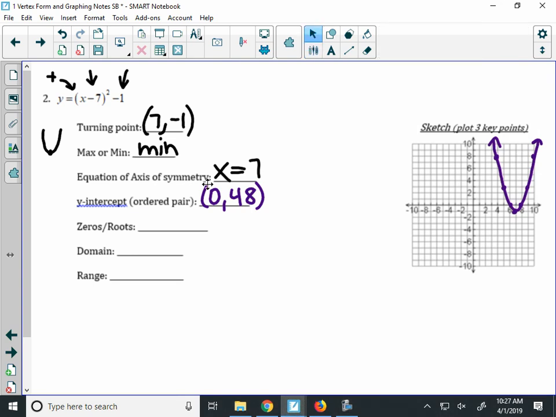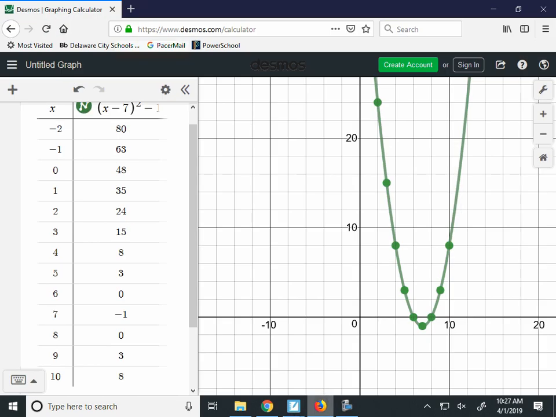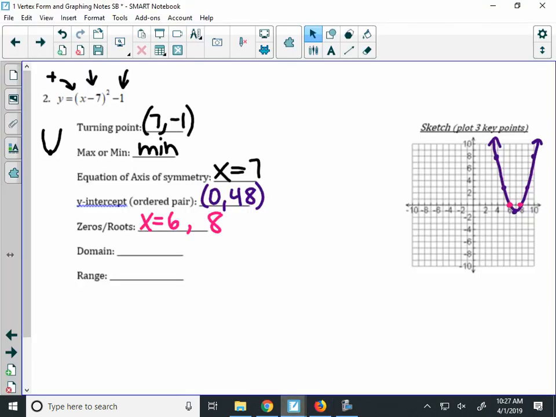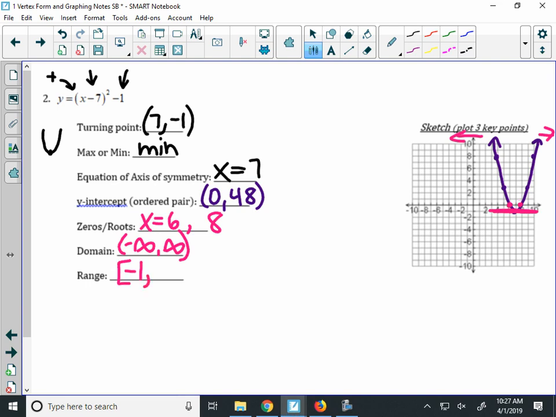The roots, the x-intercepts. Well, looks like I plotted x-intercepts at 6 and 8. And again, I can find that on Desmos by clicking on the x-intercept. Finally, the domain. Always -infinity to infinity, because I have an arrow going out to the left forever and to the right forever. My graph's domain is all real numbers. The range, I have a lowest y value here. That occurs at -1 with a square bracket. And because my graph goes up forever, the range goes to infinity.